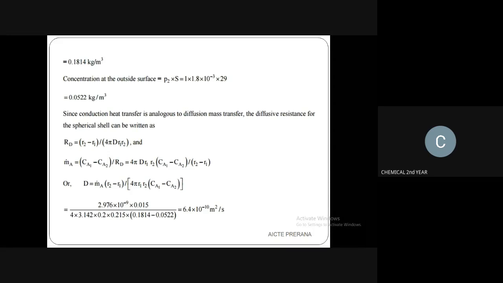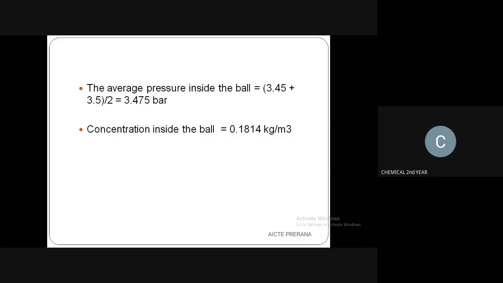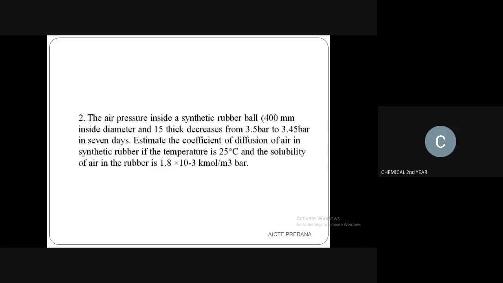This will be the answer for finding the diffusive resistance, that means RD. RD will have the value of 6.4 into 10 to the power minus 10 meter square per second. Okay, that's all for this problem. Now I will summarize.